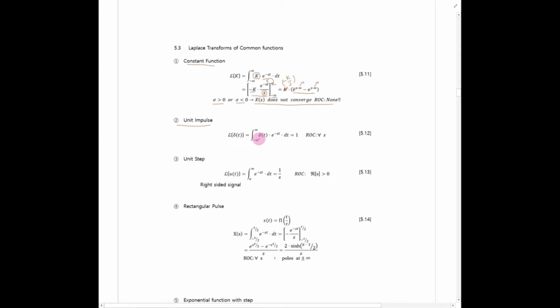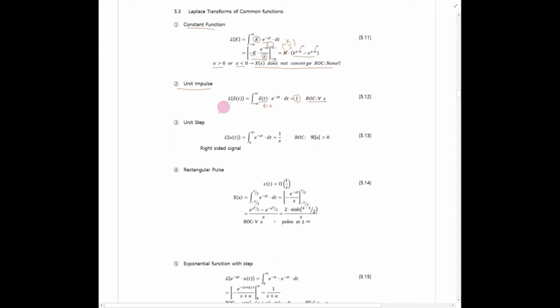The second one is the unit impulse case. By definition, the unit impulse is non-zero only at t equals 0, and zero at all other times. So just replace t with 0 here, and it will give 1. And this one is actually a finite duration signal, so the region of convergence is the whole s-plane.